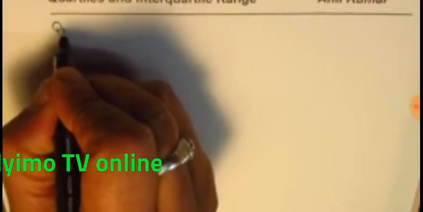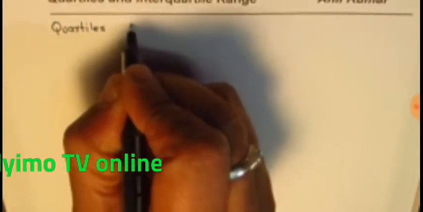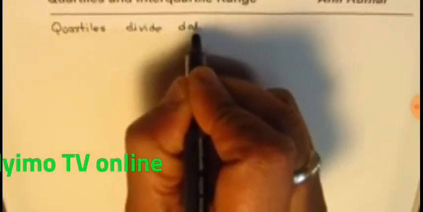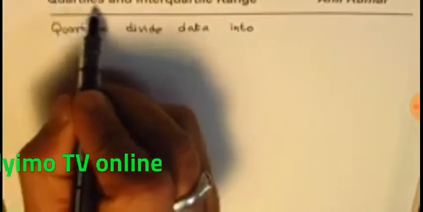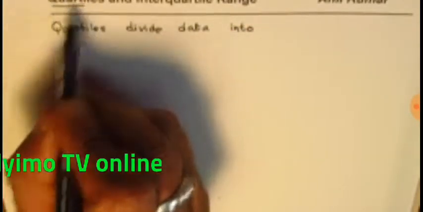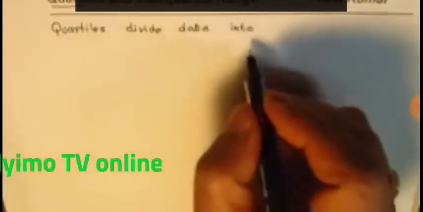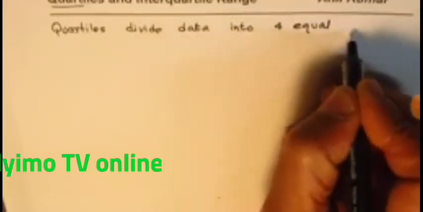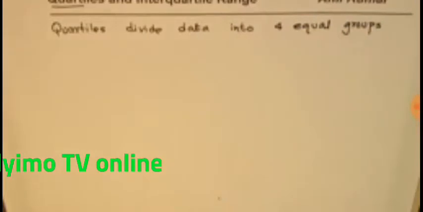As you know, quartiles divide data into how many groups? Quartiles, 4 groups. So this word itself gives you the meaning, kind of. Quartiles divide data into 4 equal groups. So that is the basics.